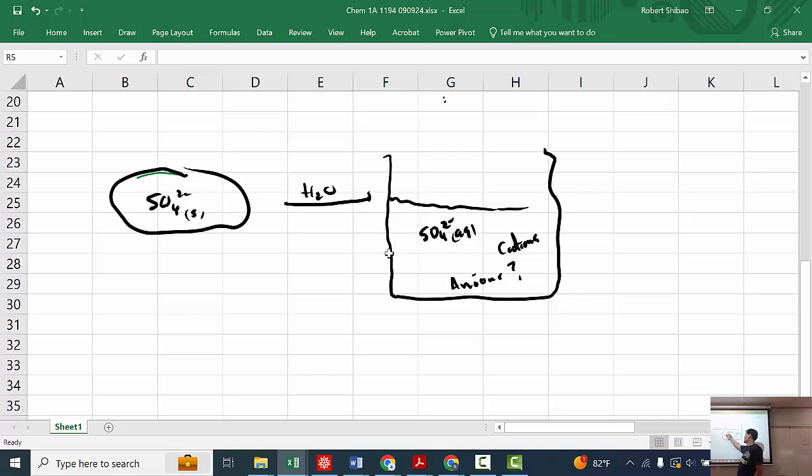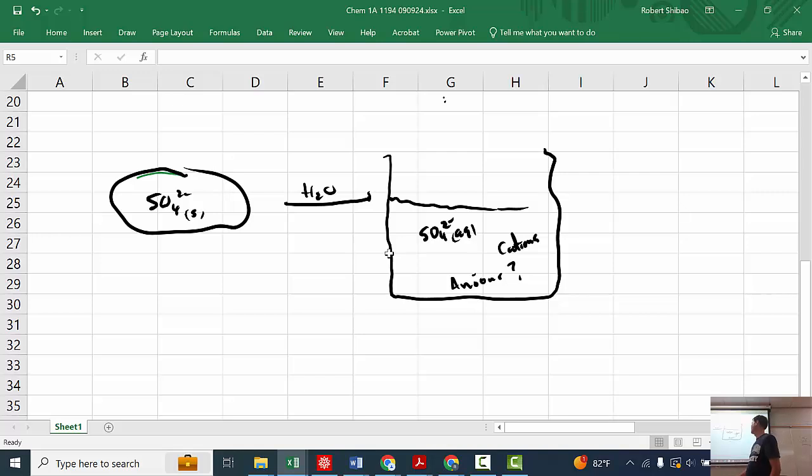So what cations like to react with sulfate? Calcium? Yeah, calcium likes sulfate. Any others? What else? Calcium, strontium, barium. What else? Silver, lead, mercury, calcium, strontium, barium. So we kind of memorize it like that because it fits sort of a pattern.